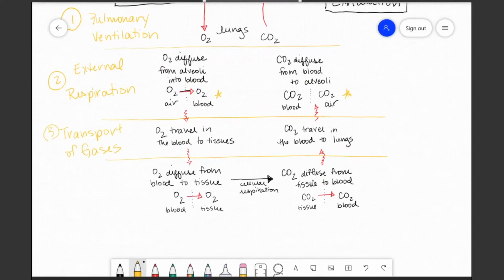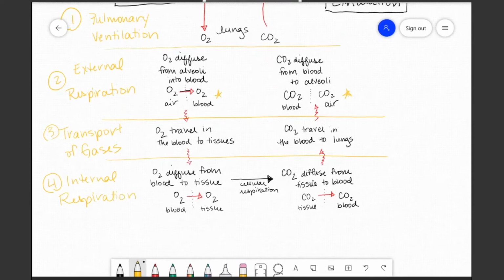So on this side, our oxygen is traveling in our blood to our tissues, and on this side, our carbon dioxide is traveling in the blood to our lungs. So we're still transporting the gases throughout the body. And then the 4th process was internal respiration.